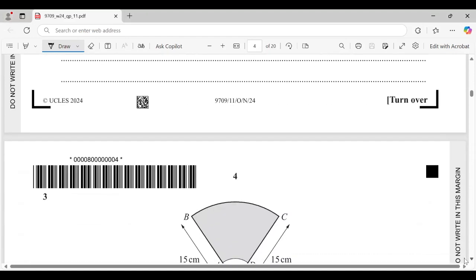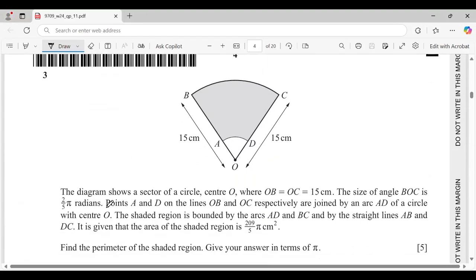Number 3, this diagram. The diagram shows a sector of a circle center O, where OB equals OC equals 15 centimeters. The size of angle BOC is 2/5 pi radians. Points A and D on the lines OB and OC respectively are joined by an arc AD of a circle with center O.